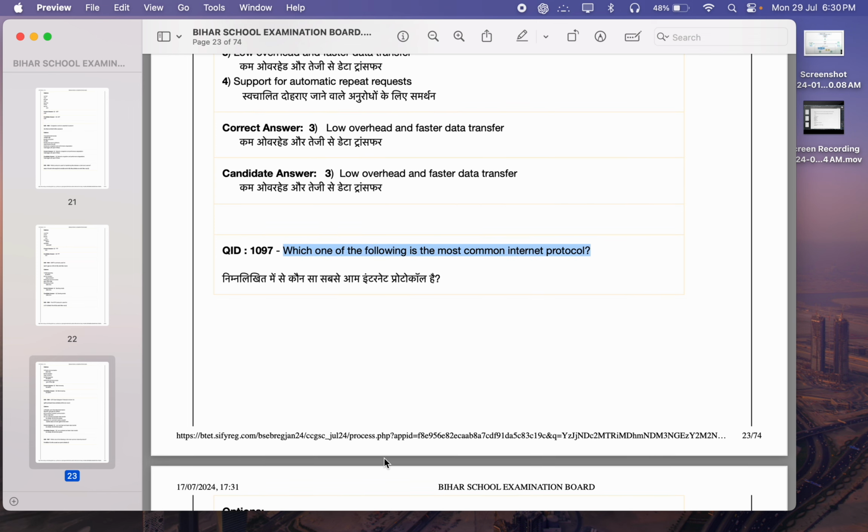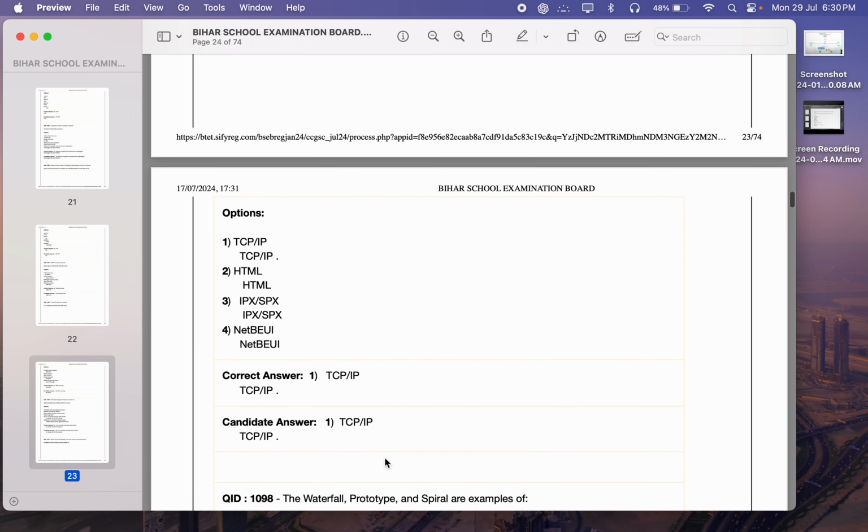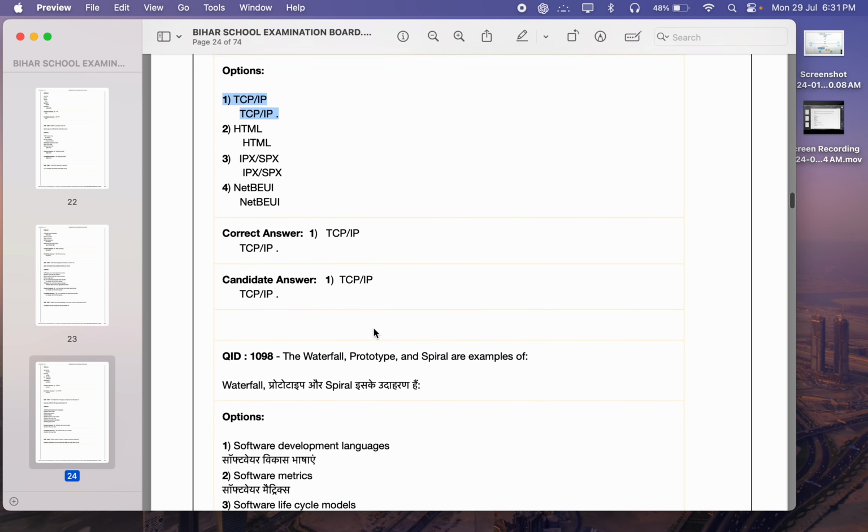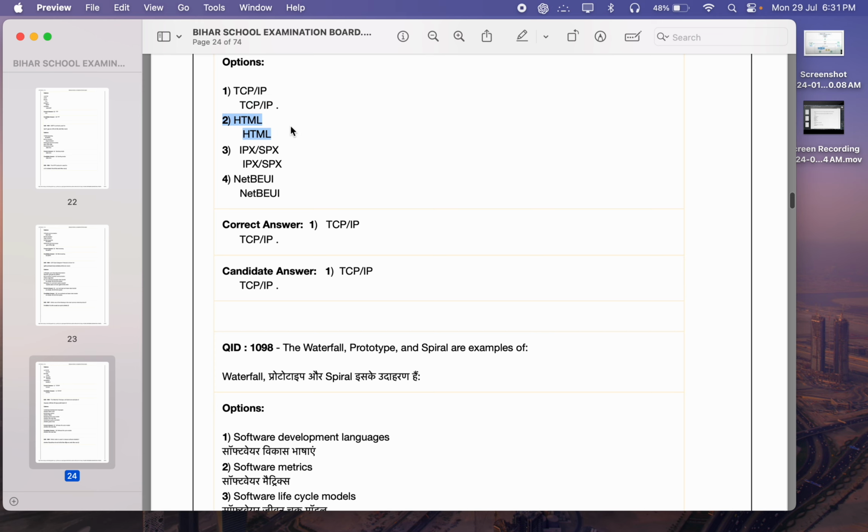Which one of the following is the most common internet protocol? This one is not a protocol. Not sure about all this. A TCP/IP sub protocol, so that is the right answer. HTML is hypertext markup language. That is HTML.